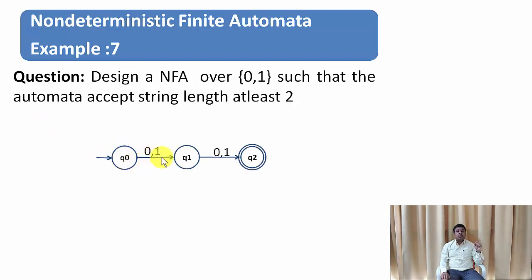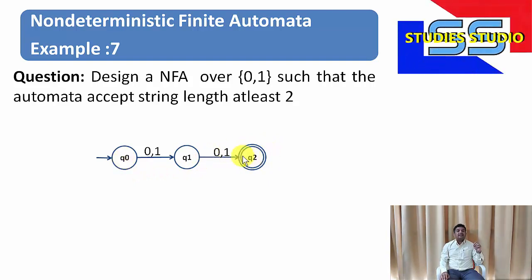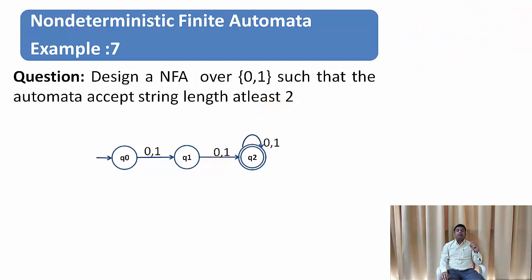Q0 is the starting state. On 0 or 1 it will go to Q1, and again on 0 and 1 it is going to Q2. So this NFA we have already seen, which accepts exactly string length 2, and we are saying at least 2. So it means after that any number of 0s and 1s may appear. So this is the required NFA that is having string length at least 2. Please draw the transition table for this problem also.